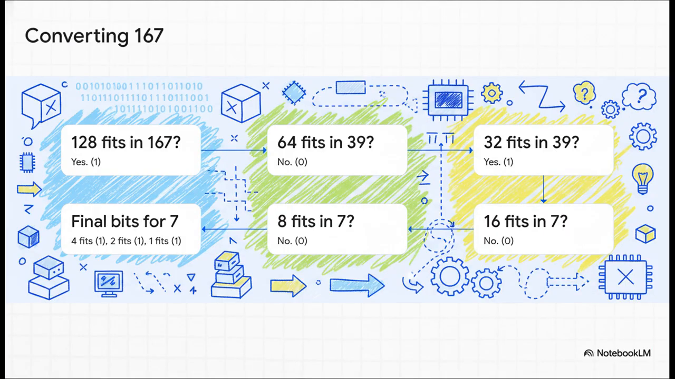To translate a number, the computer basically plays a little game of "does it fit?" So take a number like 167. It starts with the biggest value it can, 128. Does 128 fit into 167? Yep. So that's our first 1. Then it just works its way down. Does 64 fit in what's left? Nope. That's a 0. Does 32 fit? Yes. That's a 1. If it fits, it's a 1. If not, it's a 0. And just by doing that, 167 becomes 101000111 in the machine's language.